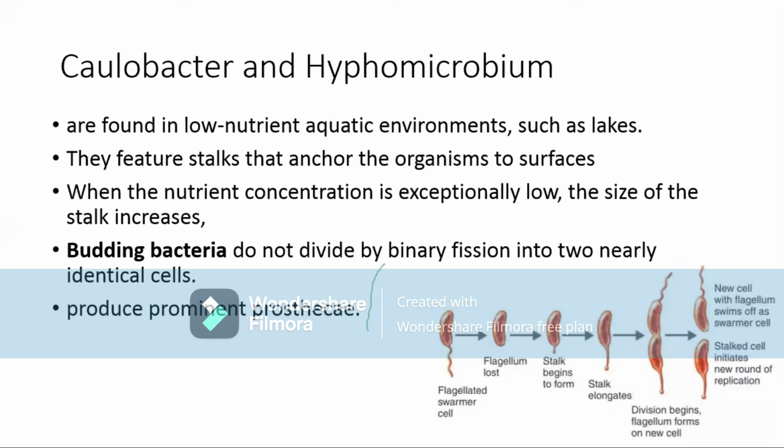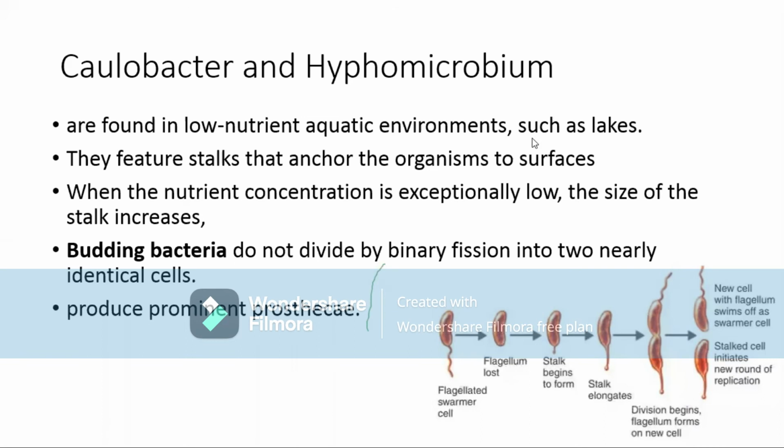so they produce a prominent prostheca. तो ये जो स्टॉक है आप देख रहे हैं, they are flagellated cells, but once they are attached to some surface, their flagella is lost, and their stalk begins to form, it elongates. When it elongates, what happens? A small bud starts to form and division begins.